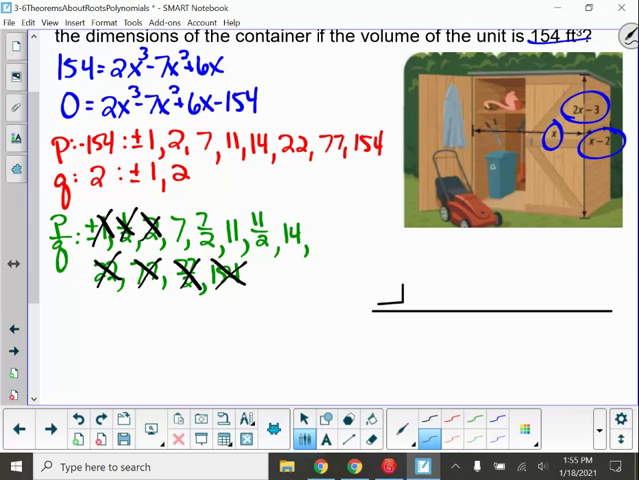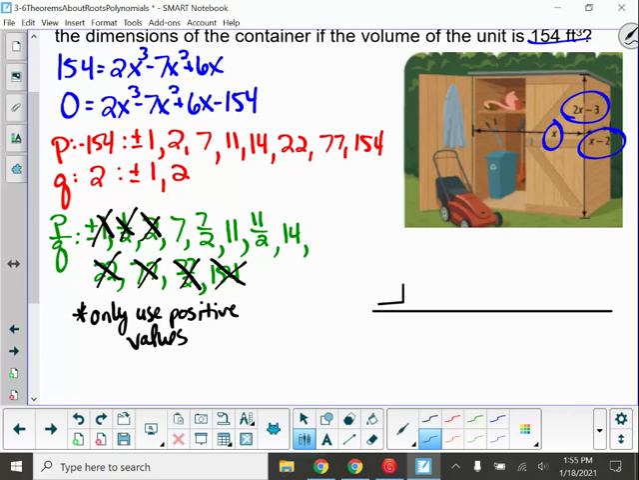Another thing to note about this, because we are talking about the real world, we are only going to be using the positive values. We can't have negative dimensions for a shed. If this did not give us any context, then you could go through and test for the negatives. But because we are, again, looking for a dimension, or 3 dimensions actually, I only want to use the positive values. So I'm going to set up and test a couple of these.